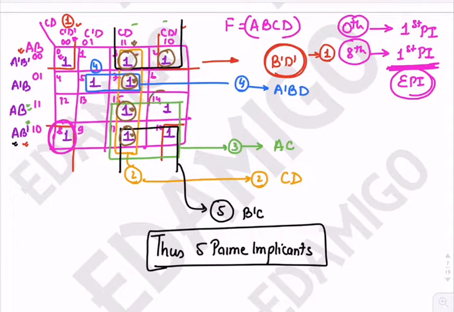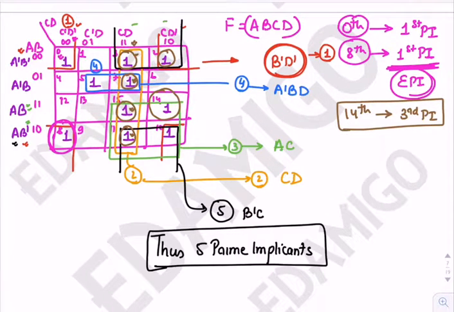Now if we look at the 14th one, this is covered by only the green square, so the 14th min term is exclusively covered by the third prime implicant, so it becomes an essential prime implicant. Similarly, if we look at the fifth min term, it is exclusively covered by the fourth prime implicant.